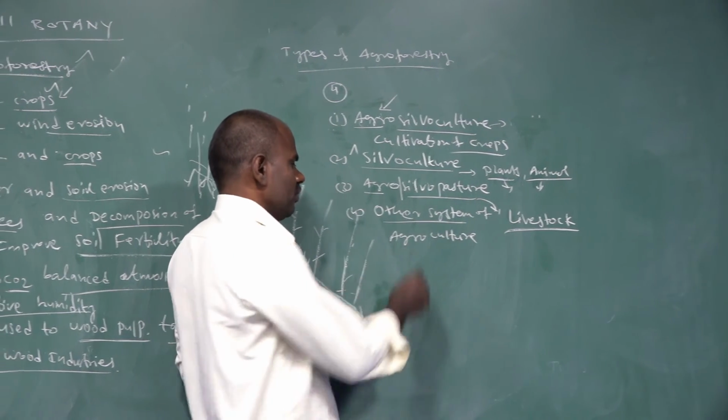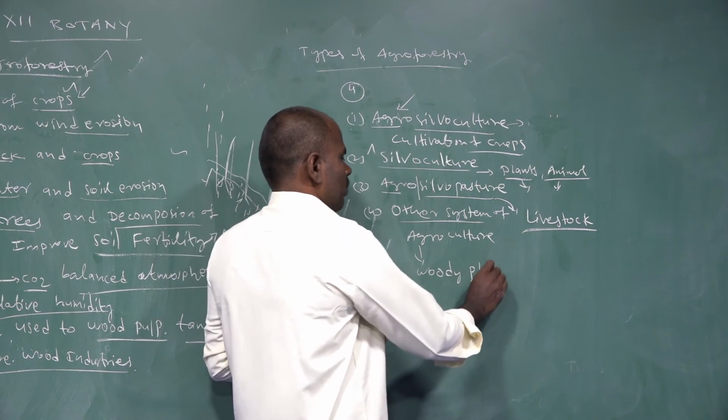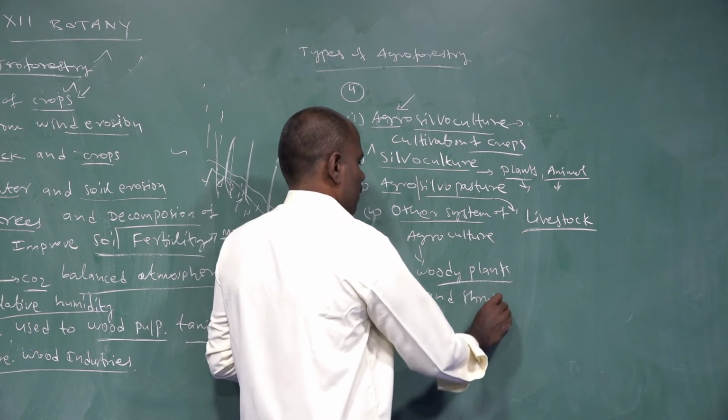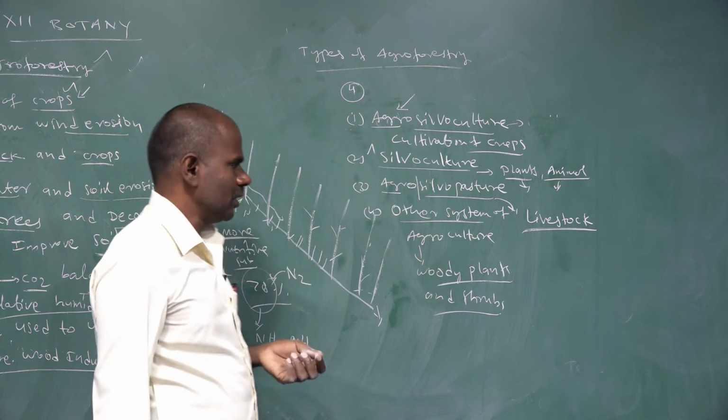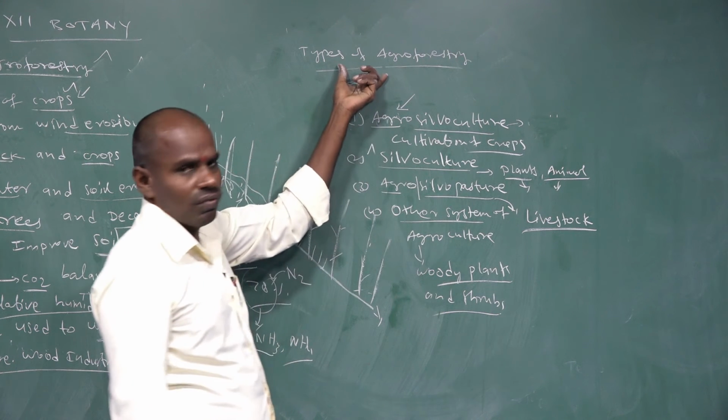Next, other systems of cultivation. The other system of cultivation is followed with only woody plants and shrubs, where cultivation is in forest land, with woody plants and shrubs. These are the 4 types of agroforestry.